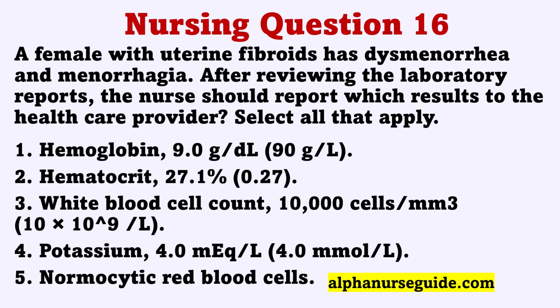The correct answers are 1. Hemoglobin 9.0 grams per deciliter and 2. Hematocrit 27.1%. A woman with uterine fibroids and dysmenorrhea is at risk for iron deficiency anemia. The hemoglobin and hematocrit indicate the likelihood that the fibroids causing heavy menstrual blood loss have resulted in anemia. A hemoglobin of less than 12 grams per deciliter in women is considered low. The white blood cell count and potassium levels are within normal parameters, and normocytic red blood cells are normal.